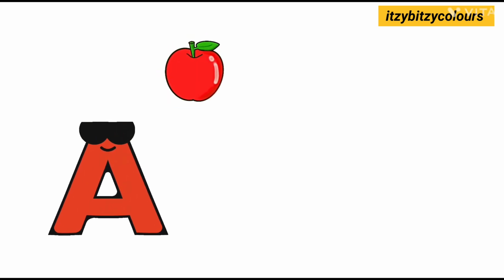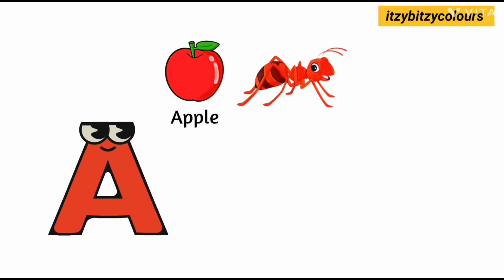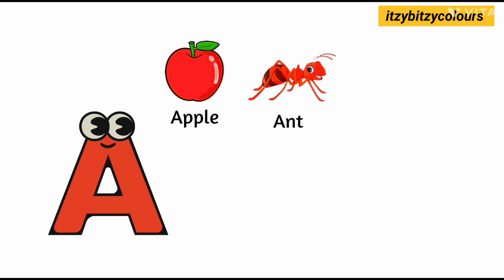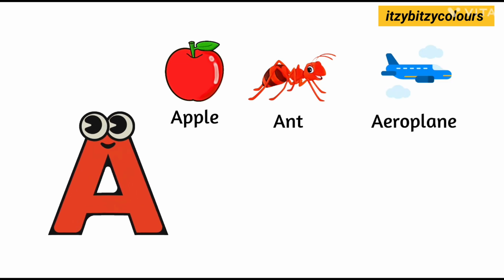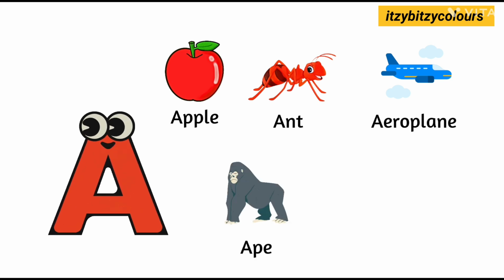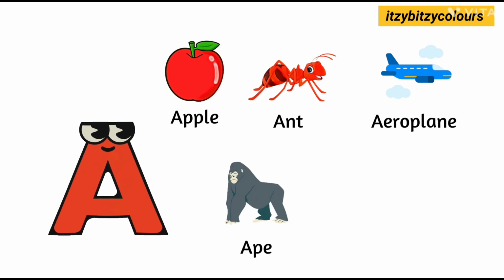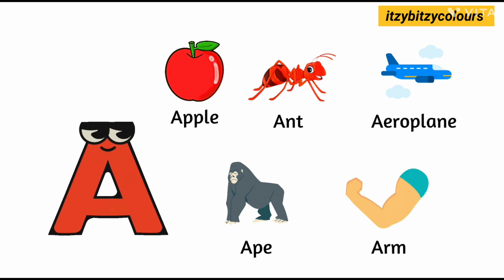Let's learn. A. A for apple. A for ant. A for aeroplane. A for ape. And A for arm.